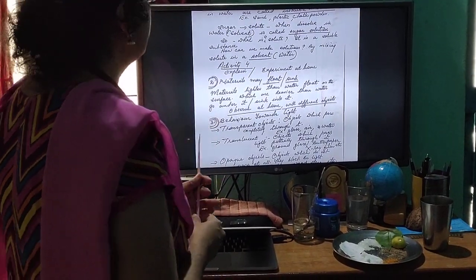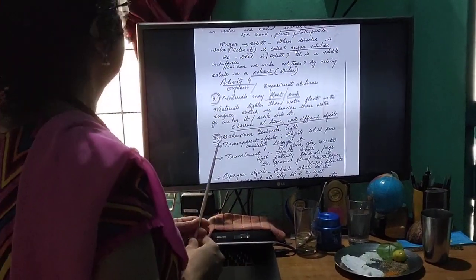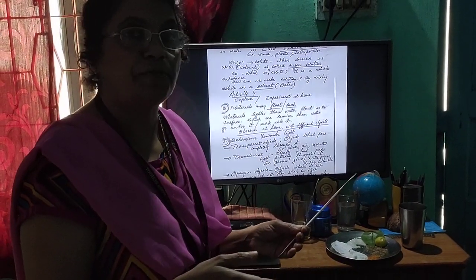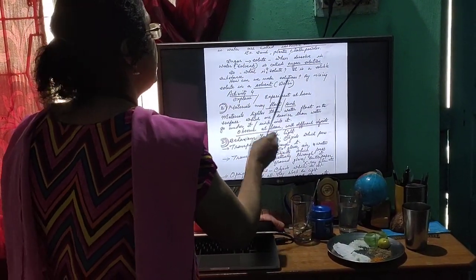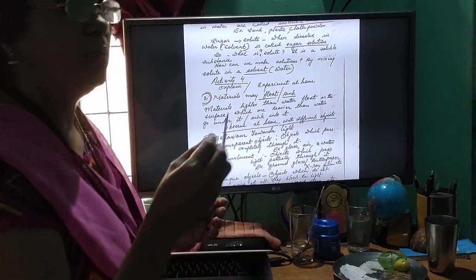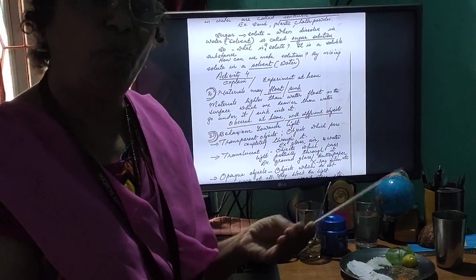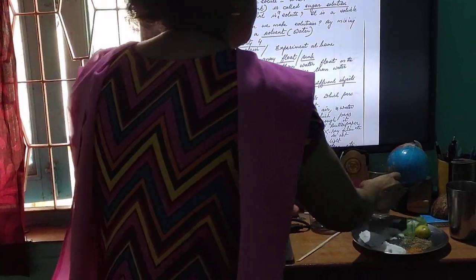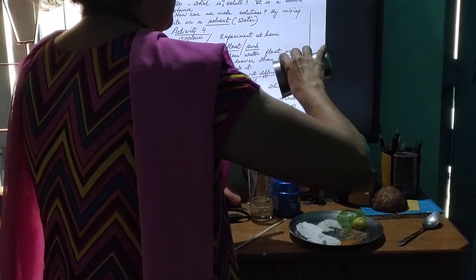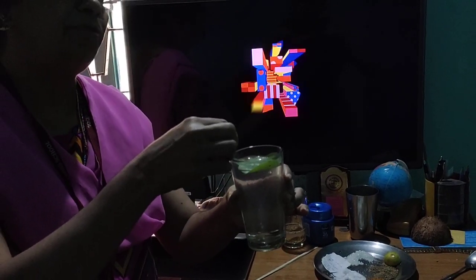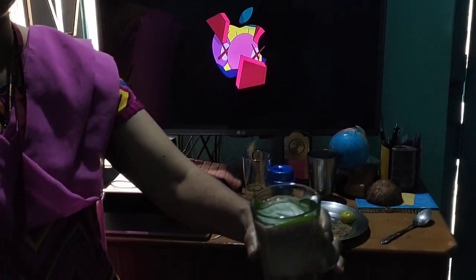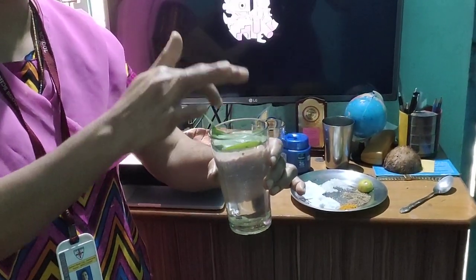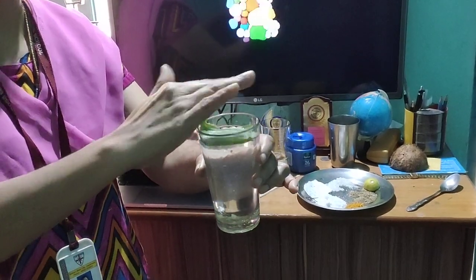Let us go to the next property of materials, that is their ability to float on the surface of water, or ability to sink. Some materials or substances are very light in weight, so they are able to float on the surface of water. As you can see now here, put a leaf on the surface of the water. You can see it is not sinking, it is not going down. What is the reason? The leaf is lighter than the water, so it is floating.